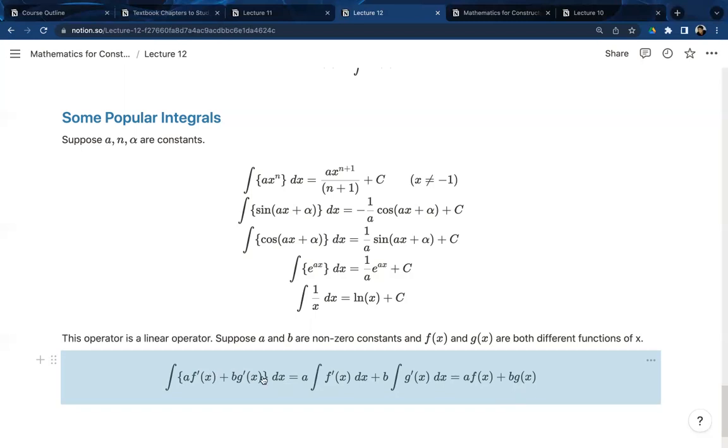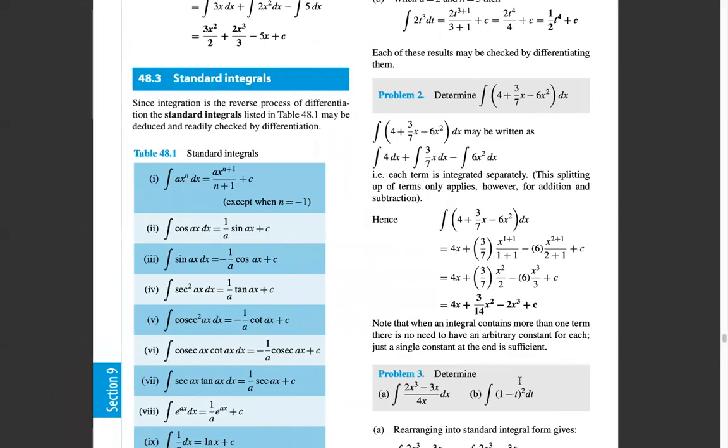F prime x is a gradient function, but f of x is the original function. So integration is like going in the reverse direction. You see the a comes in front of the integral sign. All constants come in front of the integral sign. They don't really take part in the integration and the rules. F prime x with respect to x becomes f of x, and g prime x with respect to x becomes g of x. So you could apply it to a sum or difference of functions like how we have here. You just do the integration one at a time.